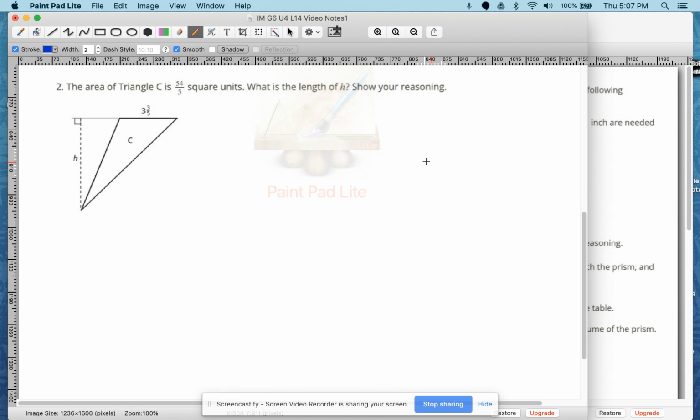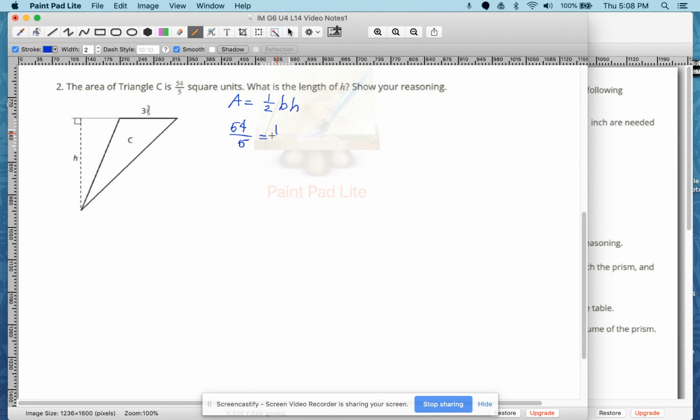Number 2, they give us the area, and they gave us the length of the base, but what they didn't give us is the height. So we're going to use that same formula. Area equals 1/2 base times the height. And they gave us the area, so I'm going to go ahead and replace the A with 54 over 5.